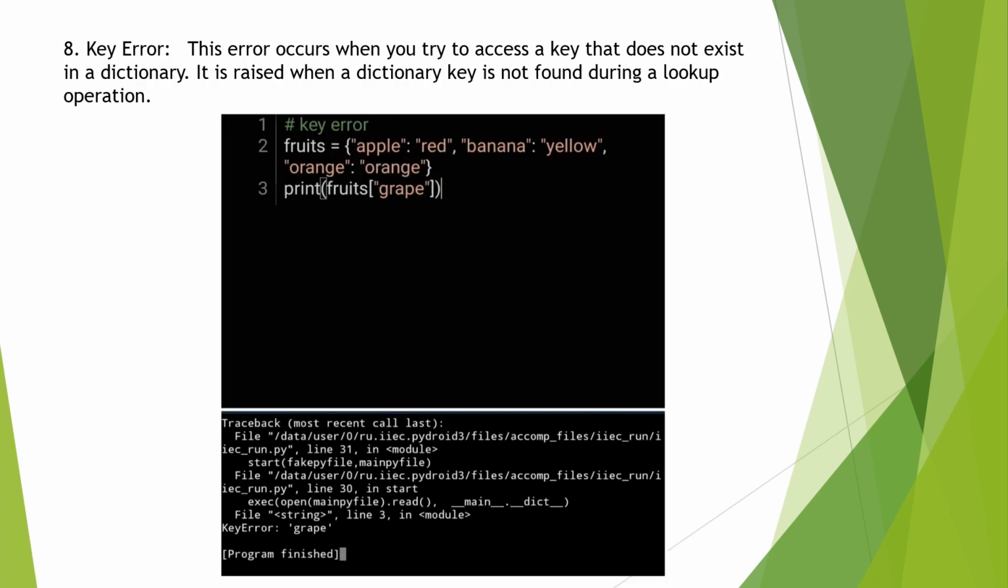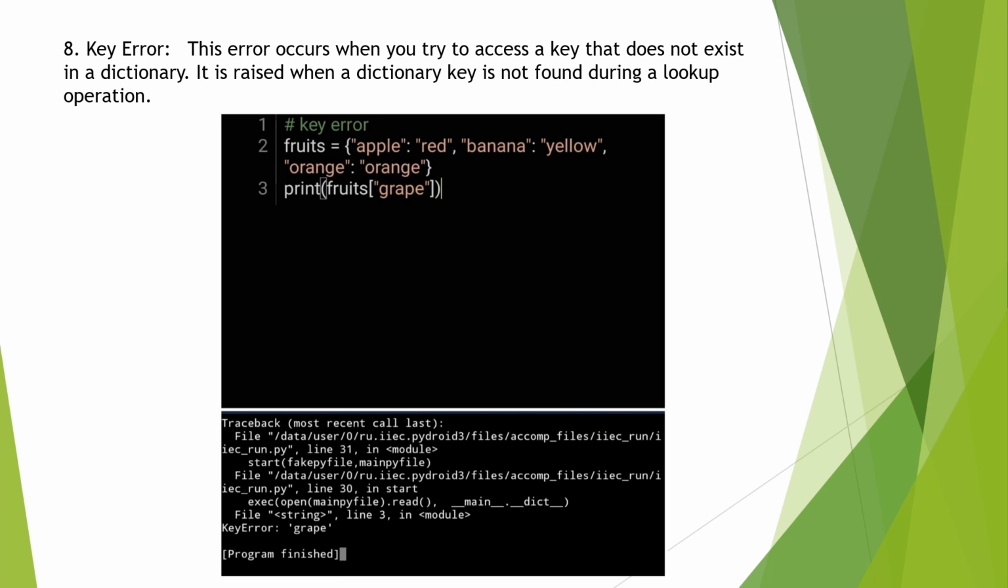And the next error is key error. This error occurs when you try to access a key that doesn't actually exist in the given dictionary, list, or tuple, etc. It is raised when a dictionary key or a list member is not found during a lookup operation.